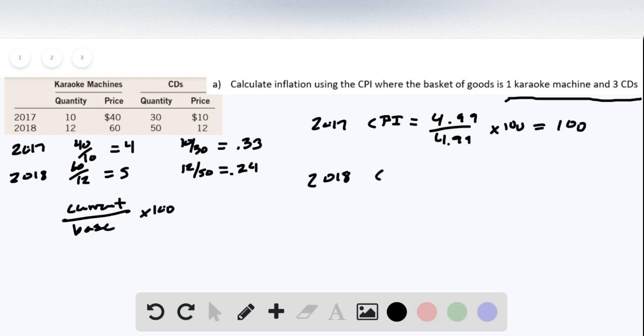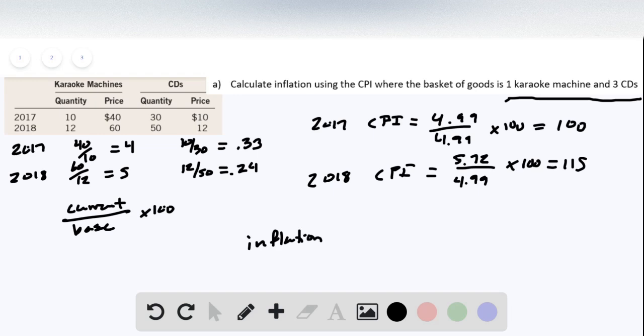So for 2018, the CPI is $5.72 over 4.99 times 100 equals 115. And we're calculating inflation, which is the change in the price level. It equals the CPI for the current year minus the CPI for the base year, over the CPI for the base year, times 100, which equals 15. So we have 15% inflation.